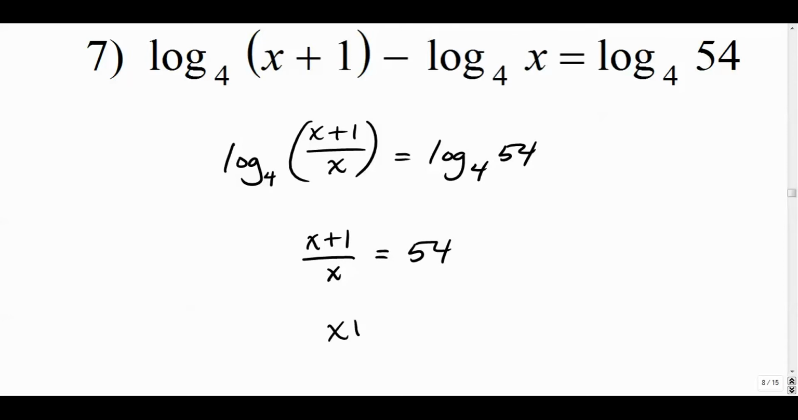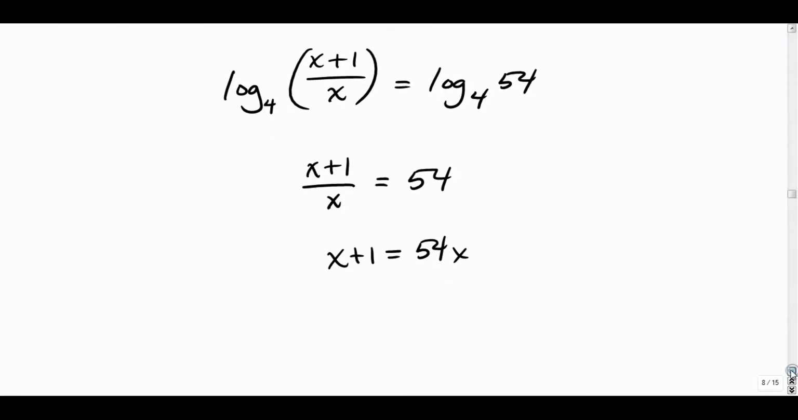Multiply both sides by x. I get x plus 1 equals 54x. Get the x's on the same side. Subtract x from both sides. I get 1 equals 53x. So x equals 1 over 53.